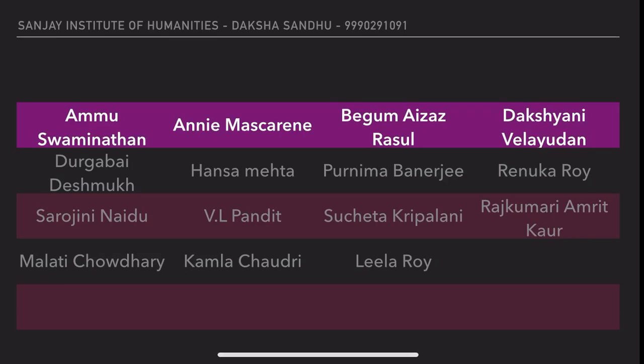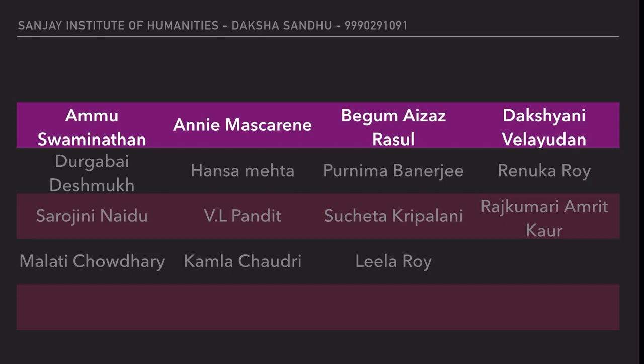So, here are the names of the 15 women who were part of the Constituent Assembly of India. First one is Ammu Swaminathan. Second is Annie Mascarene. Third is Begum Ejaz Rasul. Fourth is Dakshayani Velayudhan. Fifth is Durgabai Deshmukh. Sixth is Hansa Mehta. Seventh is Purnima Banerjee. Eighth is Renuka Ray. Ninth is Sarojini Naidu. 10th is Vijaya Lakshmi Pandit.